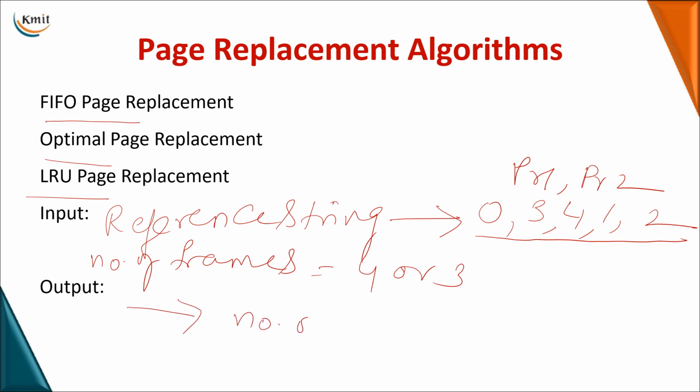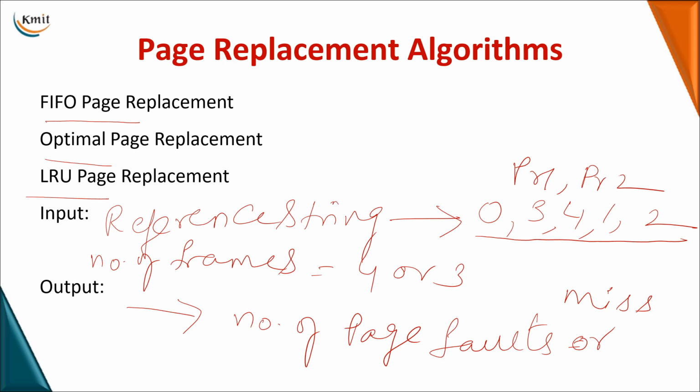The output is the number of page faults. So how many page faults are you getting? What do we mean by a page fault here? You are trying to execute an instruction and the corresponding page is not present in the physical memory. You call that a page fault, or a page miss. If the page you want to refer to is already present in the physical memory, then you call that a page hit. So your job is to calculate the number of page faults for each algorithm.